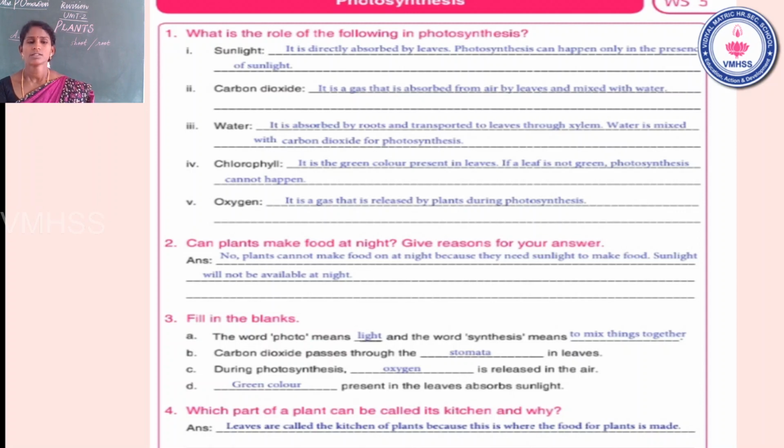Okay. Come to the third question. Filling the blanks. First question. The word photo means light. What is the meaning of photo? Light. Okay.